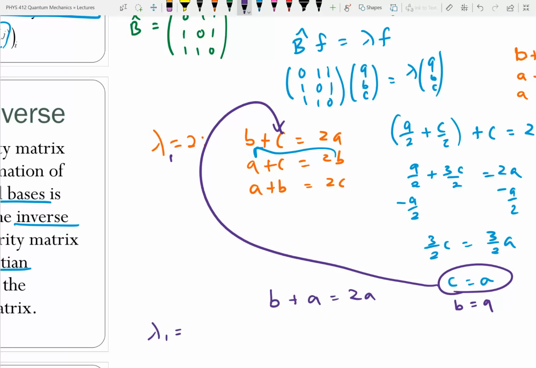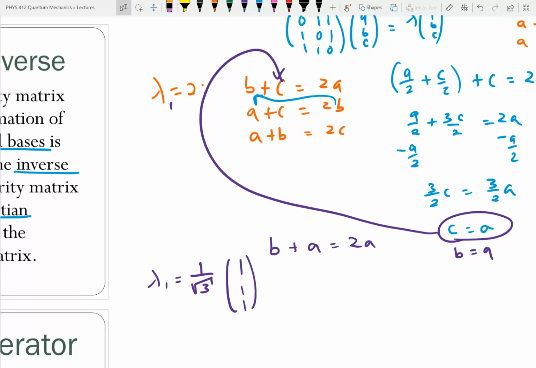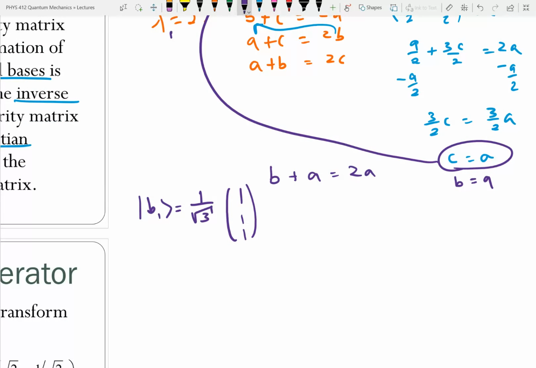Okay, 1, 1, 1 would be unnormalized. I can do the normalization in my head at this point because 1 squared plus 1 squared plus 1 squared is 3, and that has to be multiplied by the normalization factor squared to equal 1. It turns out that my normalization factor is 1 over root 3. So there's lambda 1. That wasn't hard. Or not lambda 1, lambda 1 was 2. And there's no prime there either. Getting ahead of myself. So B1 eigenvector is 1 over root 3, 1, 1, 1.